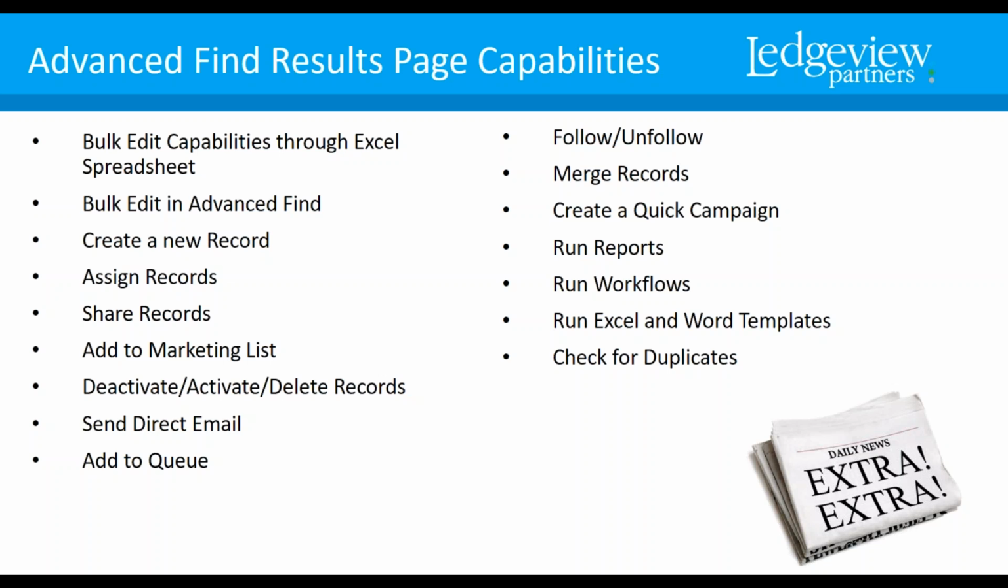You can add them to a marketing list like we did. You can deactivate, activate, and delete records, send direct mail, add the record to a queue, follow or unfollow the record, merge two records together, create a quick campaign, run reports, because reporting you're basically doing, it uses advanced find technology, run workflows, run Excel and Word templates, and check for duplicates.